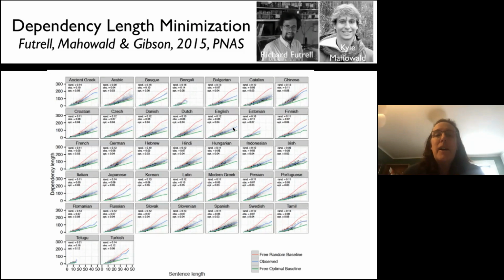But interestingly, English is pretty close to baseline. All of the languages are between. No language is even at this conservative baseline, it's not random, it's a conservative baseline. Every language is below that. So every language minimizes dependencies to some degree. I should say, some of these languages don't have much data. Their corpora weren't very big at the time.